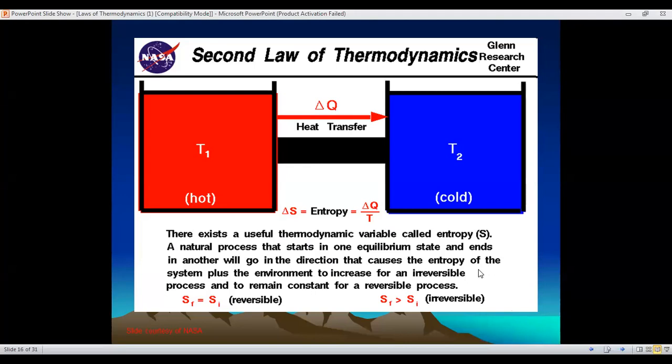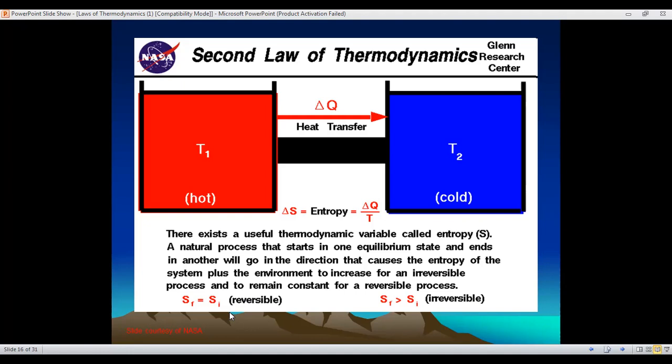Entropy, represented by S, is the quantity for a natural process that starts in one equilibrium state and ends in another equilibrium state, in the direction that causes the entropy of the system plus environment to increase for an irreversible process, and to remain constant for a reversible process.